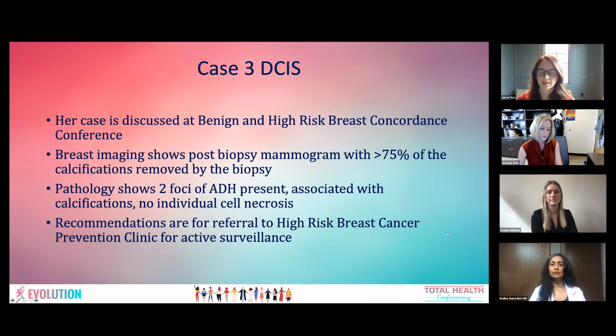So our patient was discussed, as we said, at the Benign and High-Risk Breast Concordance Conference, and her breast imaging showed post-biopsy mammogram with greater than 75% of the calcifications, which were the target, were removed by the biopsy. The pathology showed 2 foci of atypical ductal hyperplasia was present, and it was associated with the calcifications, and there was no individual cell necrosis seen. And the recommendations were for referral to the high-risk breast cancer prevention clinic for active surveillance.